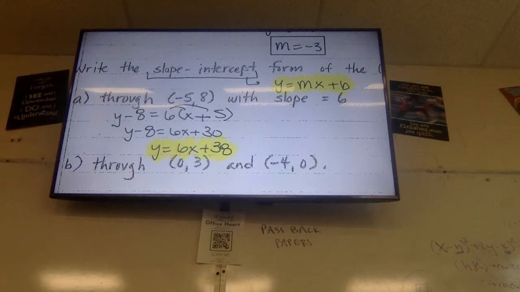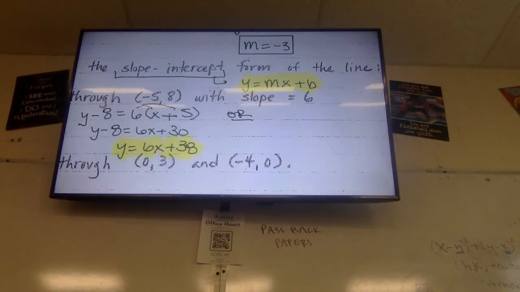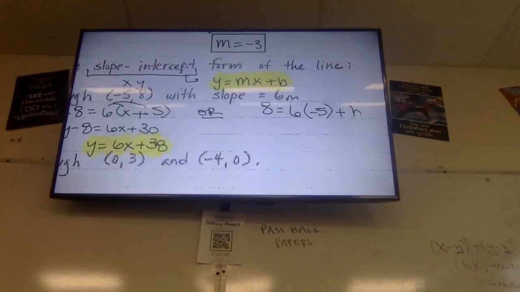Great minds think alike. Maggie, question? And yep, that's my second way that I'm going to do it. So you don't have to think like me. What you could do is use y equals mx plus b, and we have y and x and m, and we're going to plug them in to find b. So if I did it this way, my y is 8, so I'd say 8 equals m, which is 6, times x, which is -5, plus b.